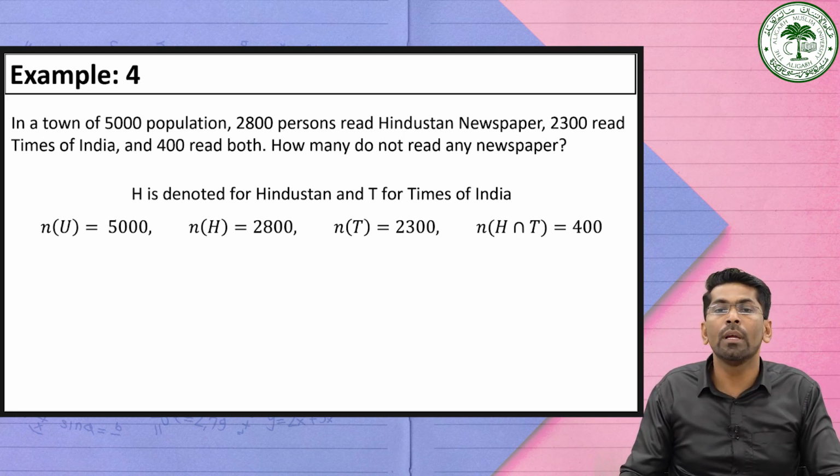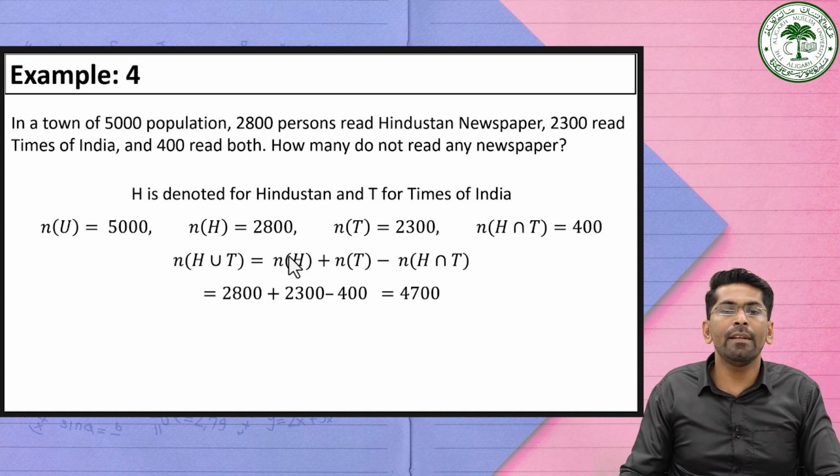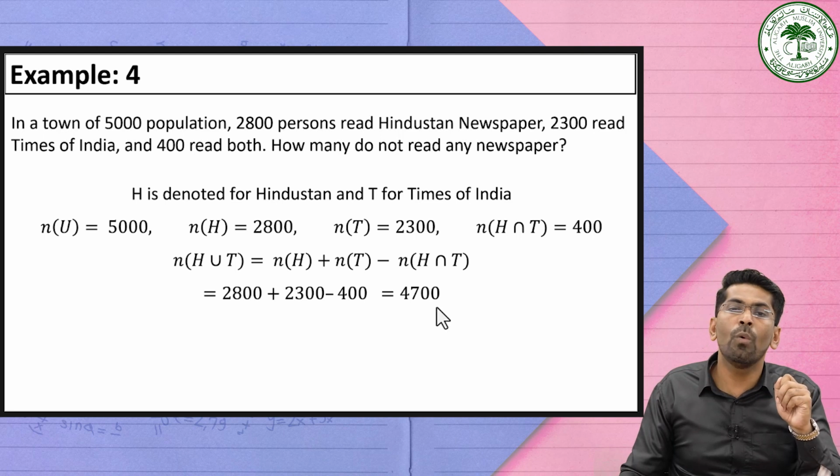In order to find the number of people who read any of the newspapers, we just want to find the union of H and T. So the union of H and T is equal to the number of elements in H plus the number of elements in T minus the number of elements in H intersection T. So it becomes 2,800 plus 2,300 minus 400, which is equal to 4,700. Therefore, this 4,700 shows the number of people who are reading any of the newspapers.